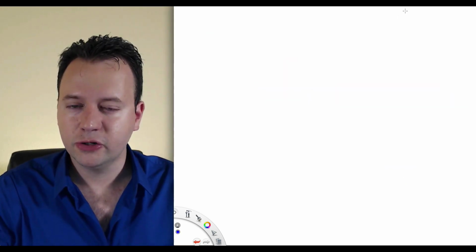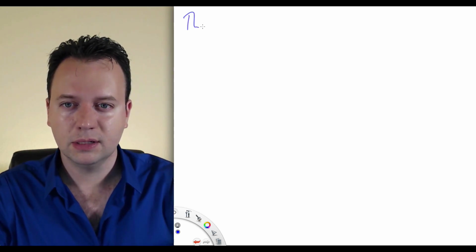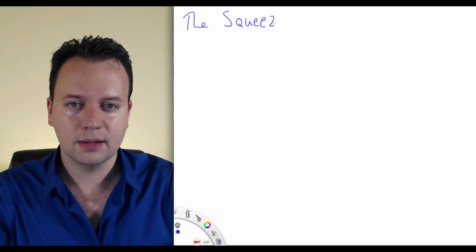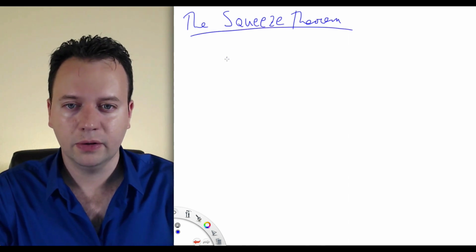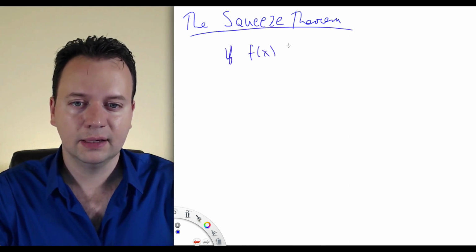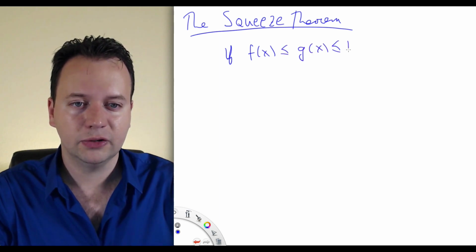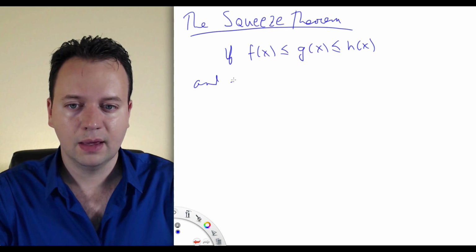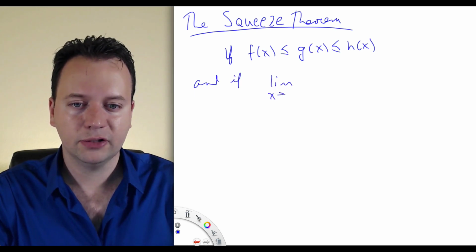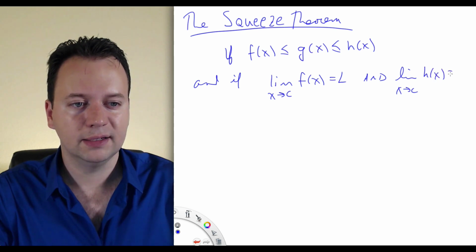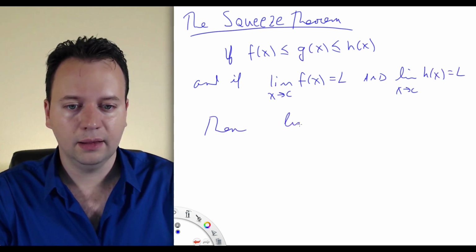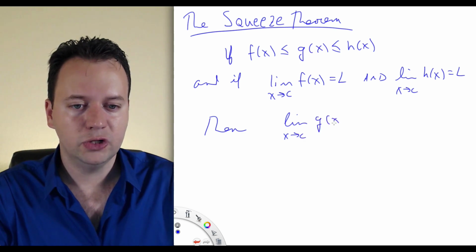Next, we're going to turn our attention to an important theorem known as the squeeze theorem. So this is the squeeze theorem. It says the following. If, say, f of x is less than or equal to g of x is less than or equal to h of x, and if the limit as x approaches c of f of x is equal to L, and the limit as x approaches c of h of x is equal to L, then the limit as x approaches c of g of x is equal to L.